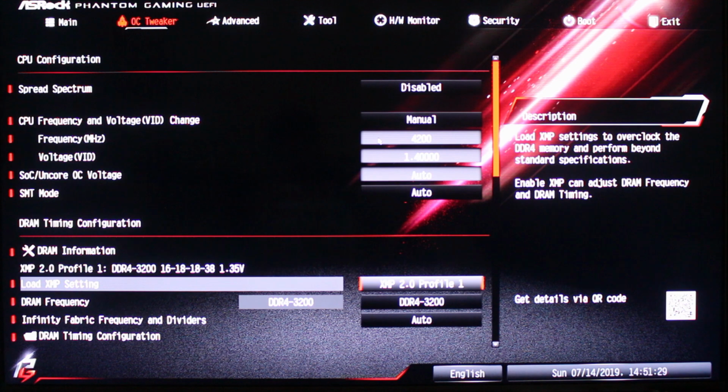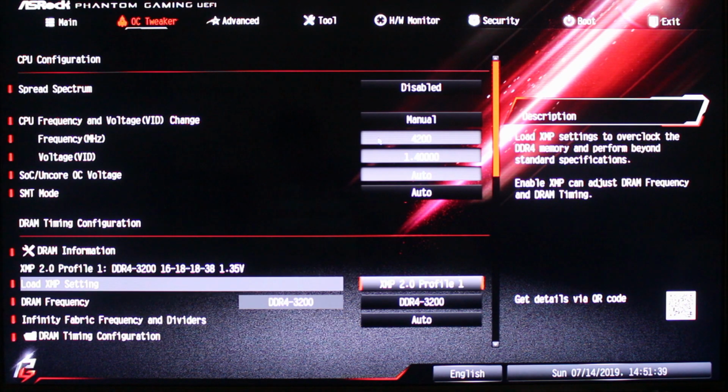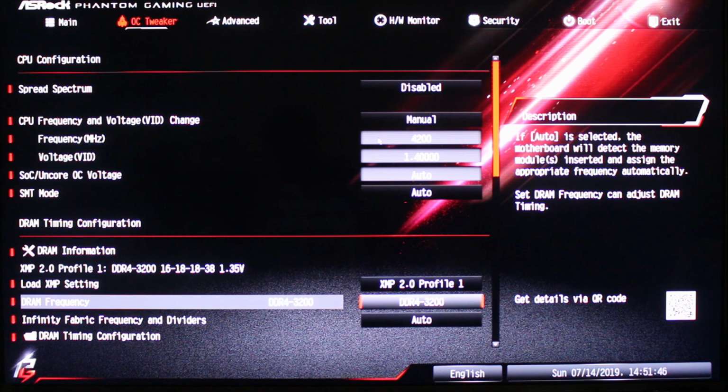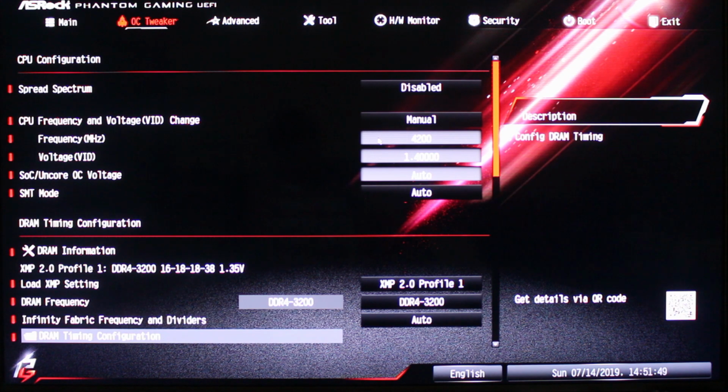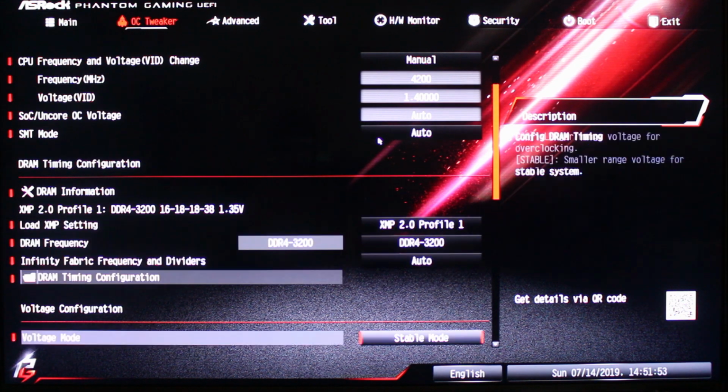Of course, it depends on what kind of RAM you have, the speed, but in order to get the actual speed of the RAM that you purchased, you always have to activate XMP profile 1, otherwise it'll go to a stock frequency of 2133. So you just activate that and that's it.